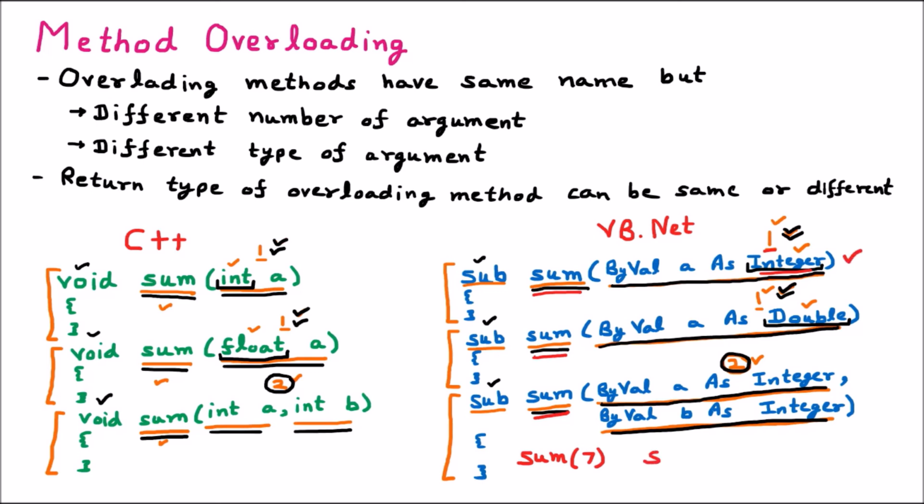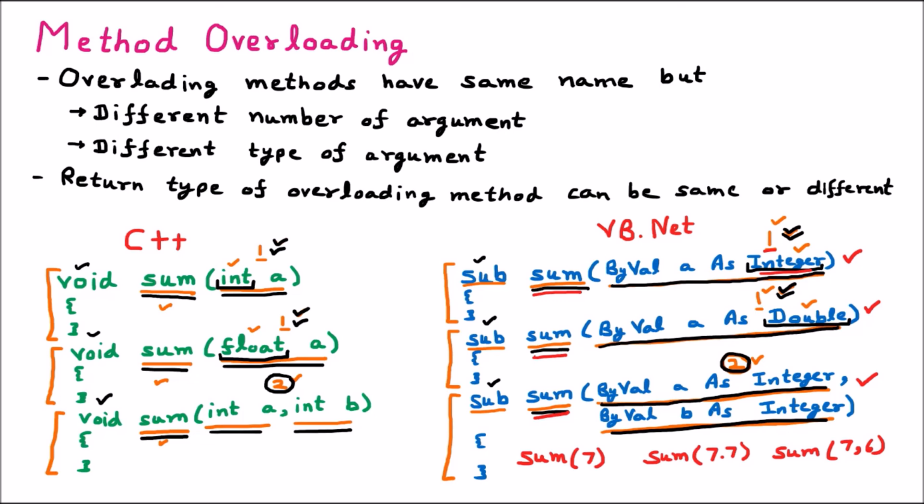If I am simply writing the sum in brackets and I am passing, let's say, 7.7, we know that this is a double type and a single argument. So here the second one will be called. If I am simply writing sum and in the bracket I am passing, let's say, 7, 6, now these are 2 arguments, and for the 2 arguments we know that the third procedure will be called. So the procedure which will be called depends upon the calling. Whichever argument we are passing, based upon that the procedure will be called.